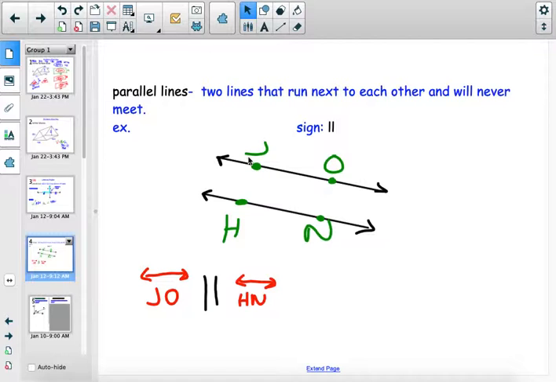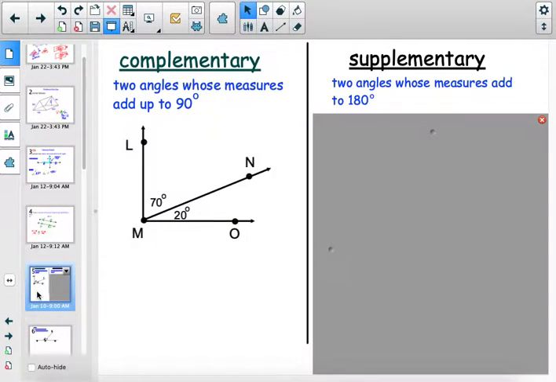Parallel lines like JOHN. Those are lines that never meet. It's like a Lifetime movie. They have so much in common. They were made for each other. It's a shame they're never going to meet. So JO is never going to meet HN because they're parallel. The symbol for parallel is this 11 looking thing. So you would say line JO is parallel to HN. And now you're caught up.